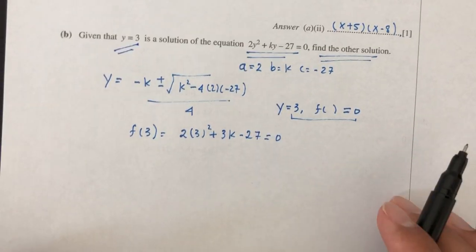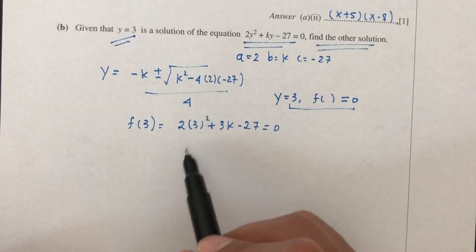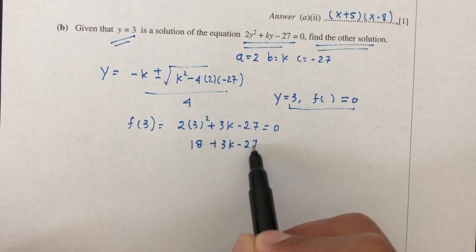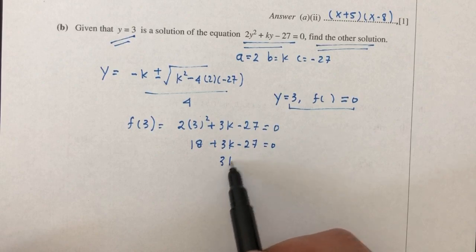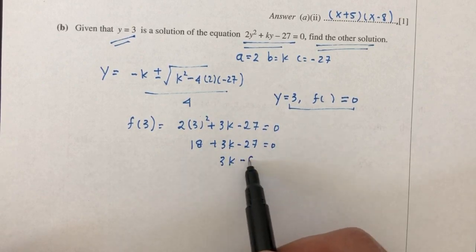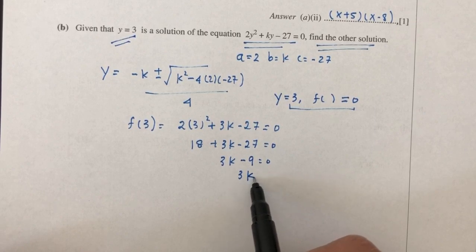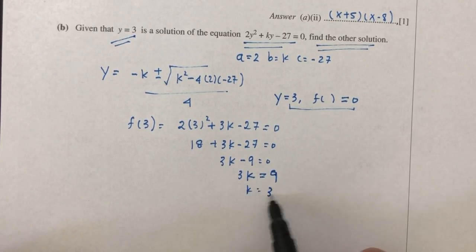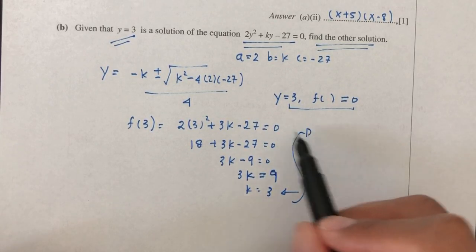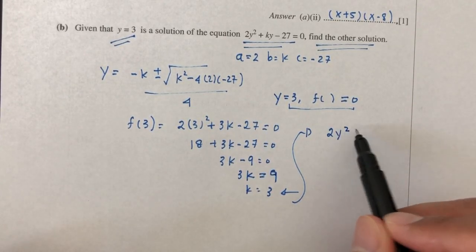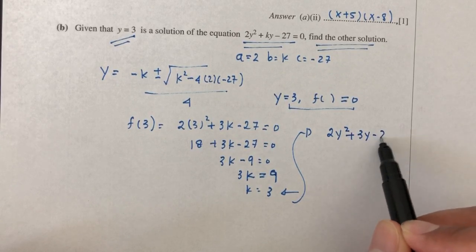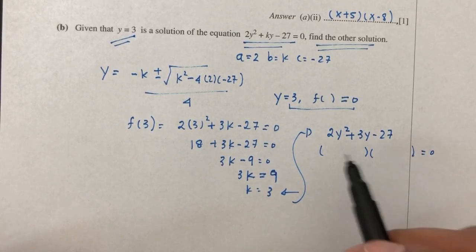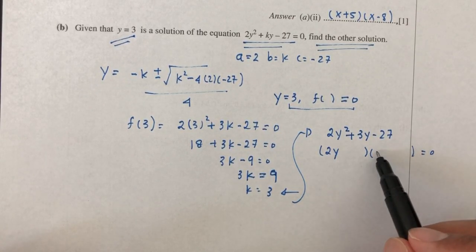So we can find the value of k. That will be 2 times 9, that will be 18, plus 3k minus 27 equals 0. 18 minus 27 is minus 9. So 3k equals 9, so k will be 3. So this equation becomes 2y squared plus 3y minus 27. So we can factorize this to find the value of the other solution. That will be 2y, and this is y here.